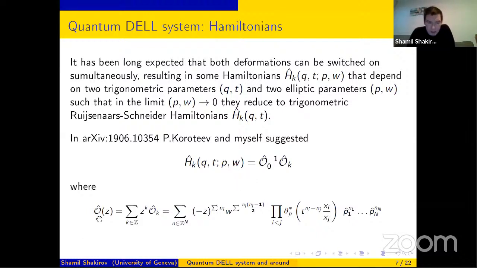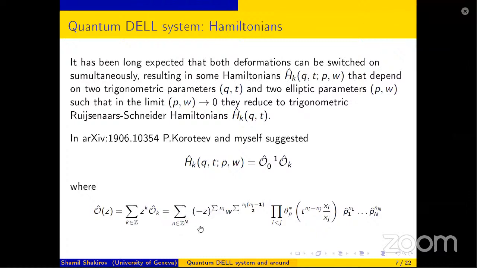So we consider the following power series, O of Z. This is a generating power series for some quantum operators O_k. You have in every order in the Z variable, you have an operator. The sum goes over integers, as you often see in conformal field theory. It's defined as a sum over the lattice of the nth power of Z.